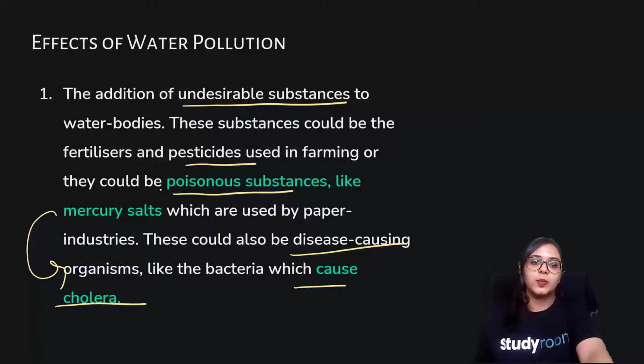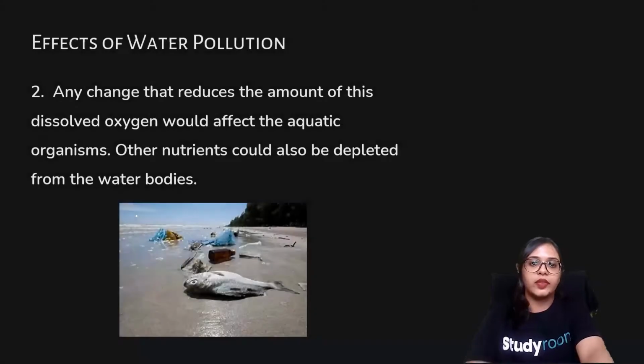So these harmful pesticides may contain mercury salts, and when these mercury salts reach the freshwater bodies, they may cause diseases such as cholera. The other effect is that any change that reduces the amount of dissolved oxygen could affect life. Like I told you, when you dump your garbage, your waste, your sewage inside the water bodies, that is going to affect the elements that are dissolved in the water. Those elements are what the aquatic animals and plants use.